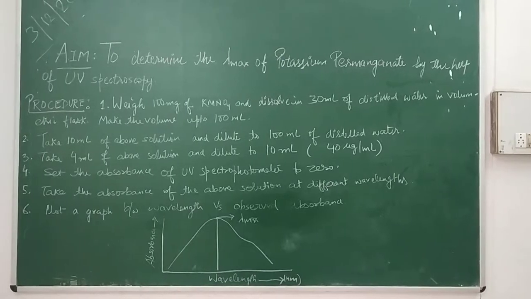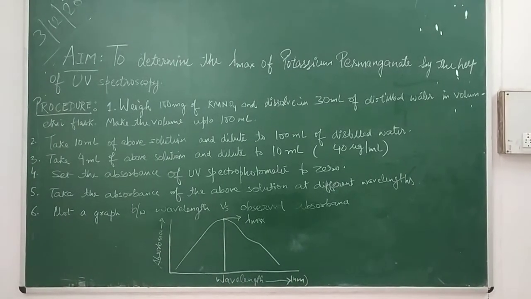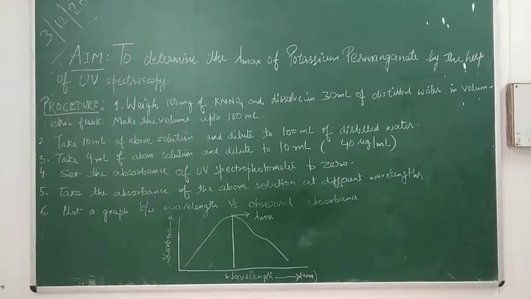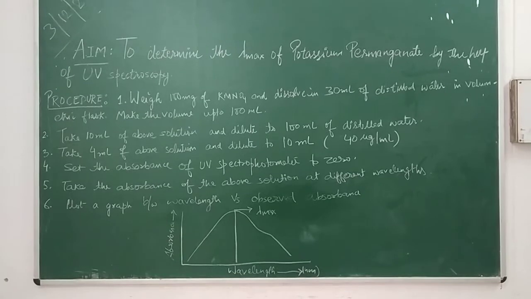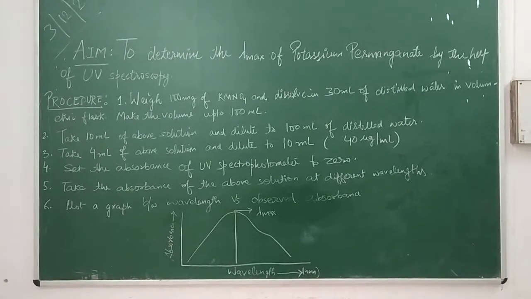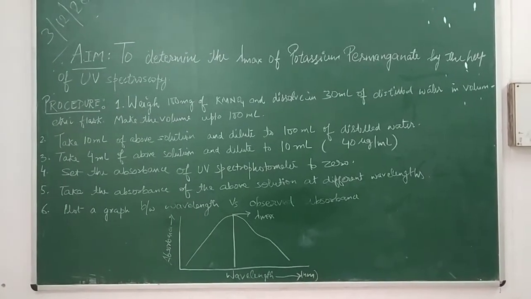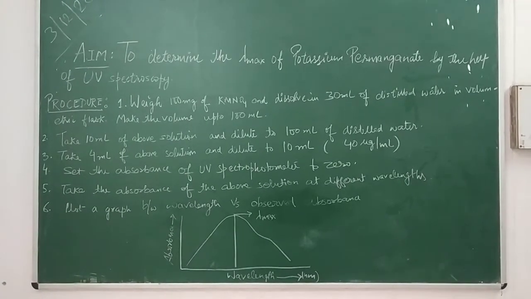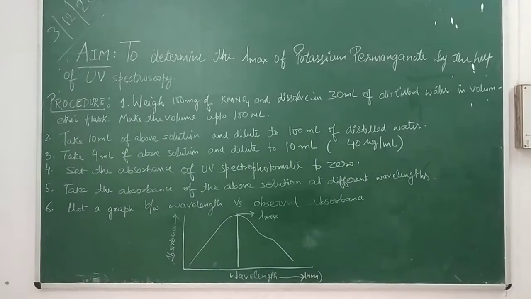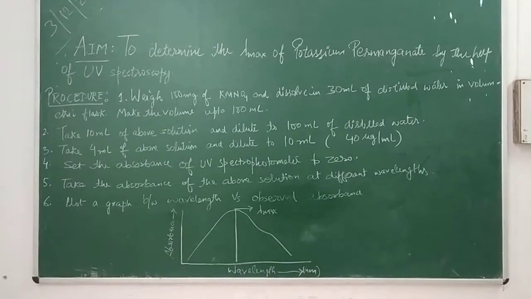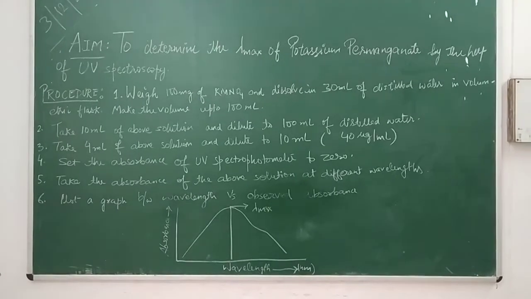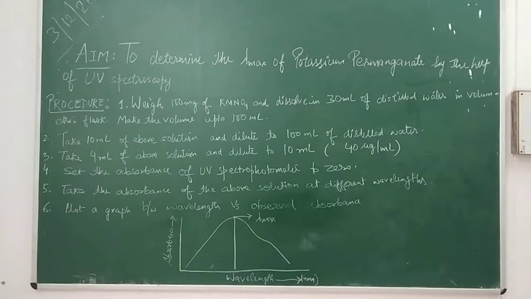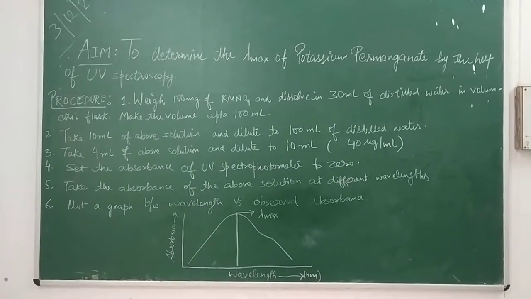Hello everyone. The topic for today's practical is determining the lambda max of potassium permanganate with the help of UV spectroscopy. The principle we are going to apply is absorbance, since the principle of UV spectroscopy is absorbance of UV rays by the molecules of the chemical substances we are using. Here, potassium permanganate is going to be our desired chemical. To determine the lambda max of potassium permanganate, we will use a UV spectrophotometer.